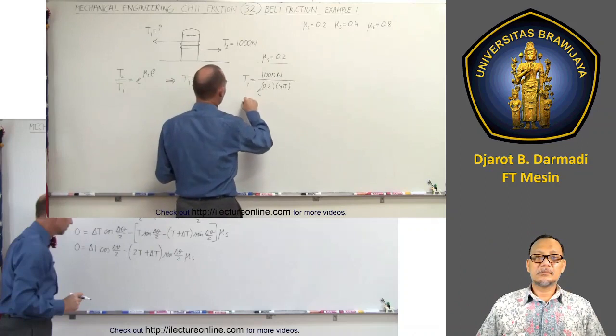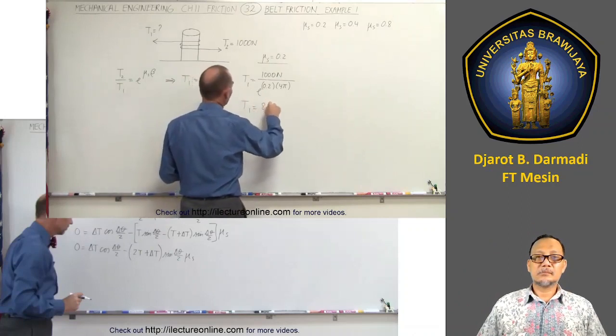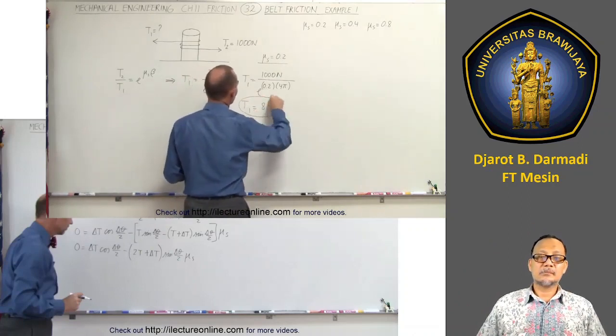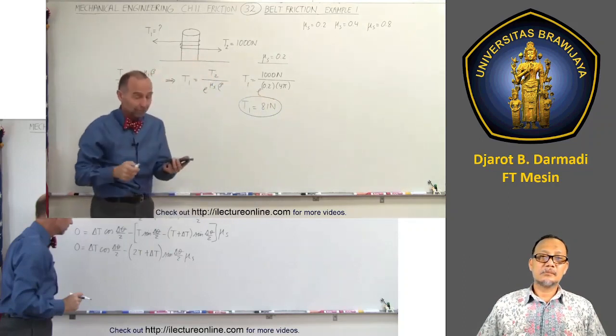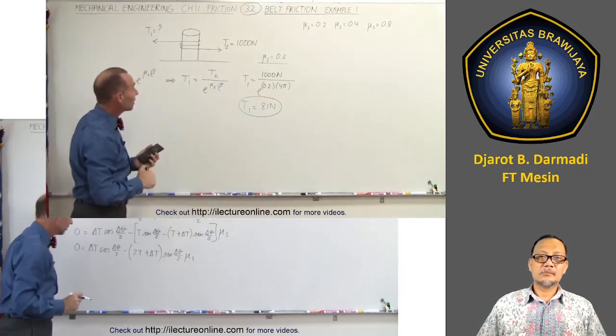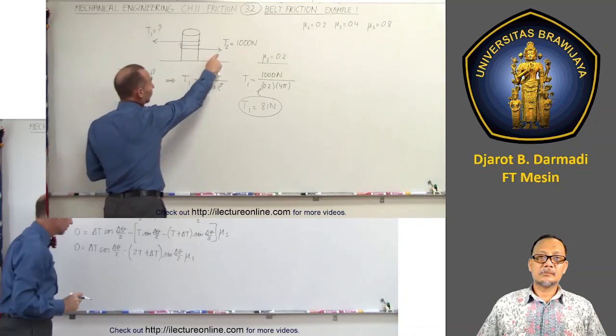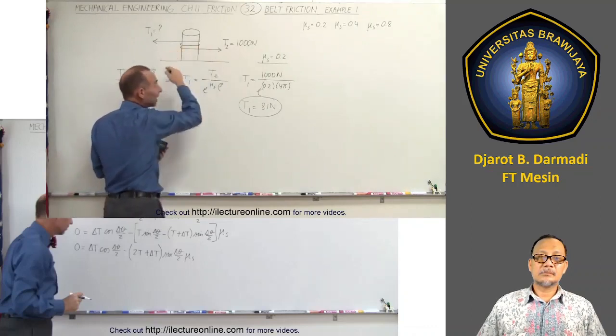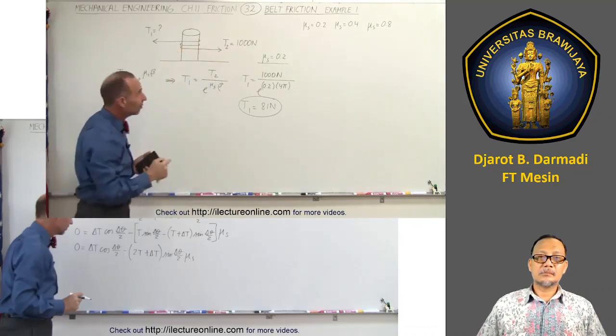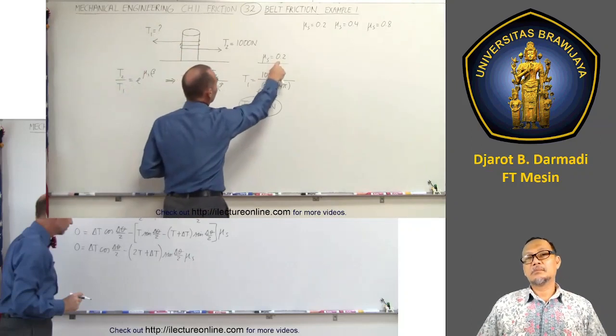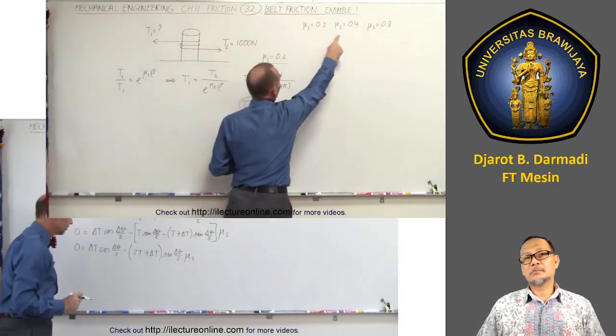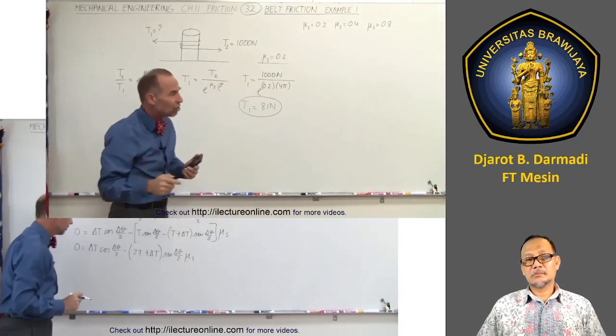So it requires T1 equals 81 newtons, the force required to keep this rope from slipping, which is kind of nice. You see here that when you apply a force of 1,000 newtons here, you only need 81 newtons to keep that rope from slipping. And that is if the coefficient of friction is 0.2. What happens if the coefficient of friction is 0.4? How does that change things?